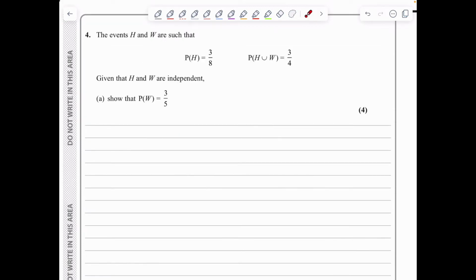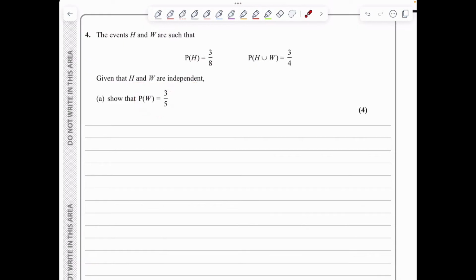In question 4, we've got two events H and W such that the probability of H is 3 over 8 and the probability of H union W is 3 over 4. Additionally, we are told that H and W are independent, and we need to show that the probability of W is 3 over 5. Well, let me start with the independence property.